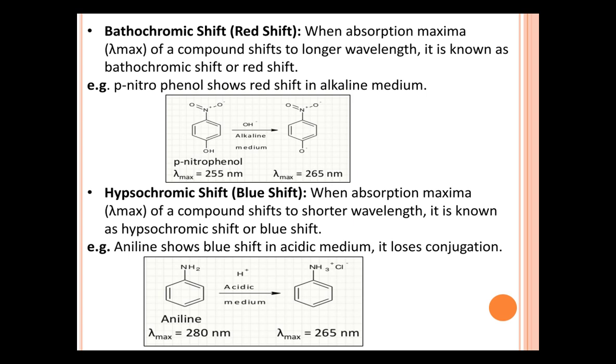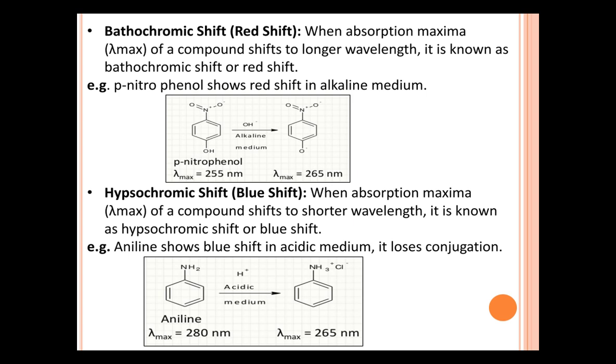Next is hypsochromic shift, which is also called a blue shift. It is the opposite of bathochromic shift. When absorption maxima, lambda max, of a compound shifts to a shorter wavelength, then it is known as hypsochromic shift or blue shift. Hypsochromic shift can take place when we remove conjugation, because in the previous example we saw that due to extended delocalization, or due to conjugation, red shift occurs. So when we remove the conjugation, blue shift can occur.